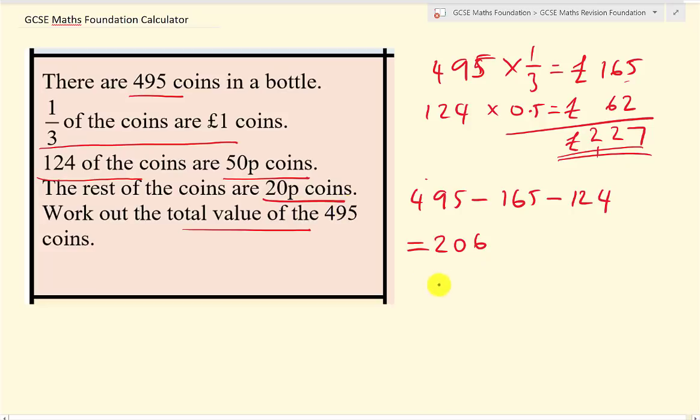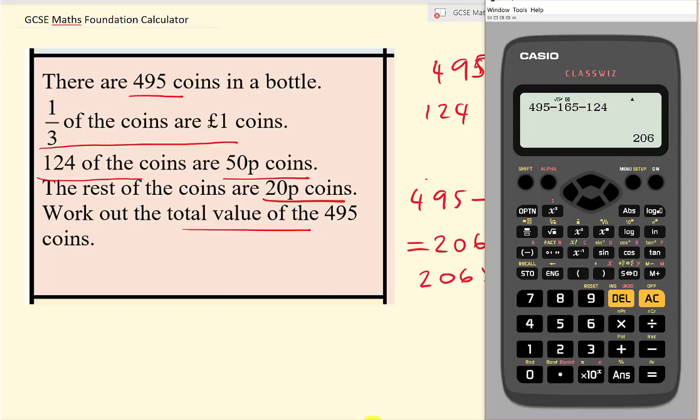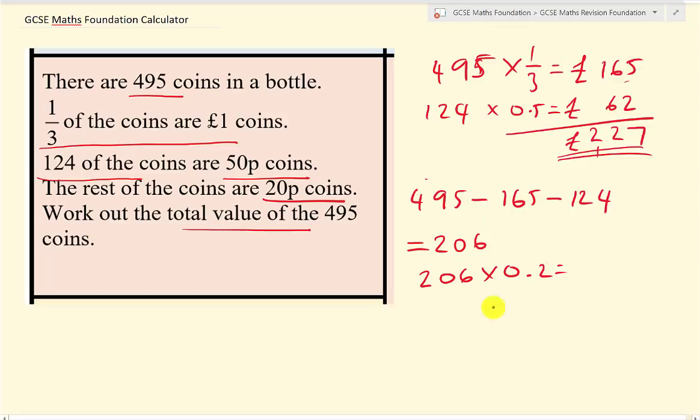So let's work out how much the 20p coins are worth. So 206 times by 0.2. Use the calculator. You've got the 206 in the memory, so what you can do is just press times, which saves you a bit of time, 0.2, and press the equal button. And because it's a fraction, we need to change it into a decimal because we're working in decimals. £41.20. So 20p coins are worth £41.20.